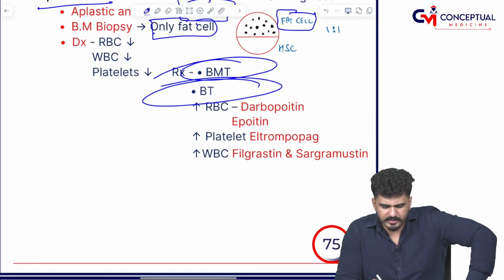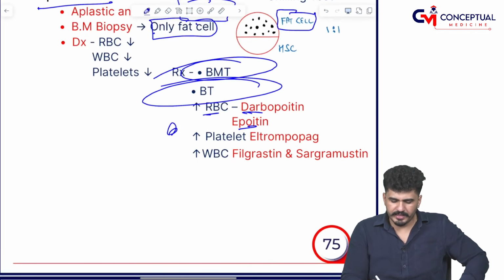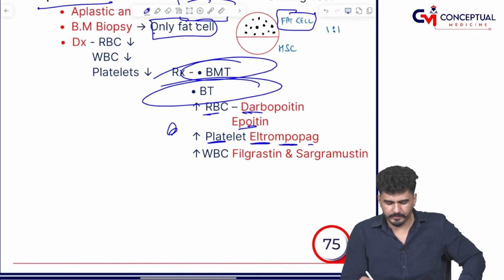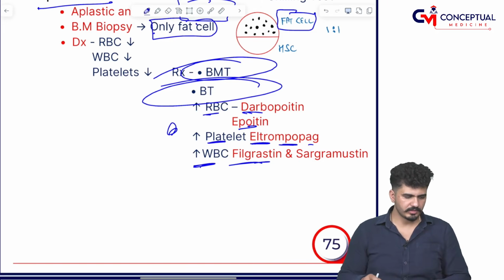But to increase RBC we will use darbepoetin, epoetin; to increase platelets, romiplostim; to increase WBC, filgrastim and sargramostim. These are the drugs you need to remember.